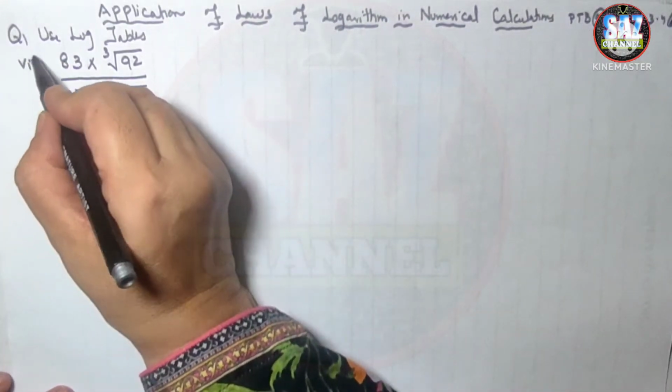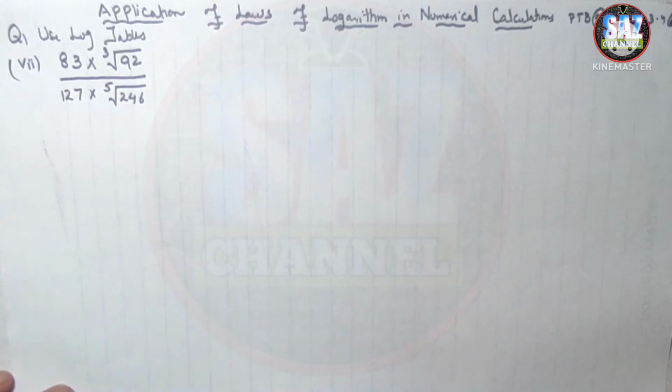This is my fourth lesson of application of laws of logarithm in numerical calculation. The book is the Punjab Textbook Board's book, Science Group, and exercise 3.4. We are discussing question number 1, 7th part, and the question is that we have to use the log tables to find or evaluate the given numbers.